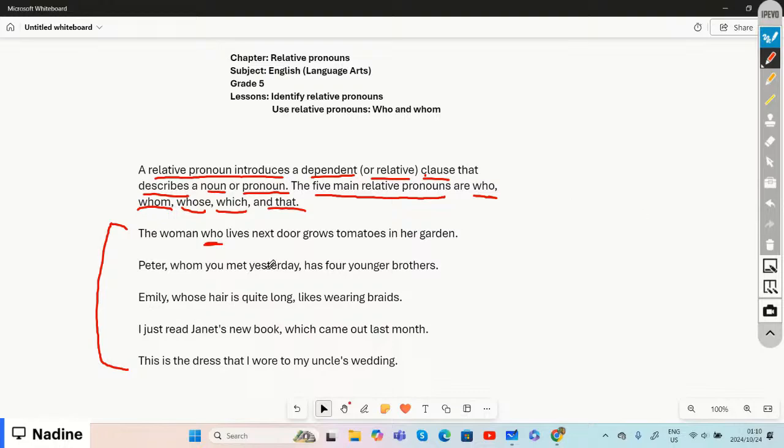And the next one says Peter, whom you met yesterday. Not who you met yesterday. Because if you, for example, say who's somebody who you live with, then you can say the woman who lives next door or who you live with. But now we're going to the next one, which says Peter, whom you met yesterday, has four younger brothers.